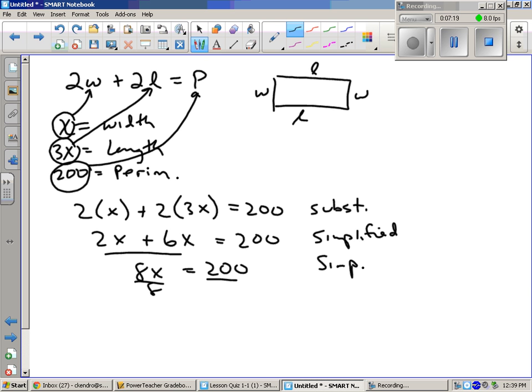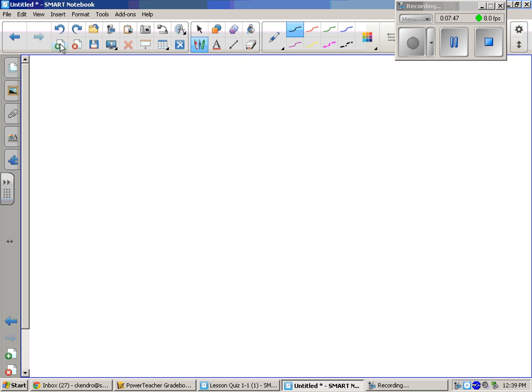And then the last step is division. And there we have it. So my width is 25 feet or whatever it is, inches, and my length is 3 times 25, so it would be 75. So then perimeter all the way around is 200. This next one is going to be a little different result.